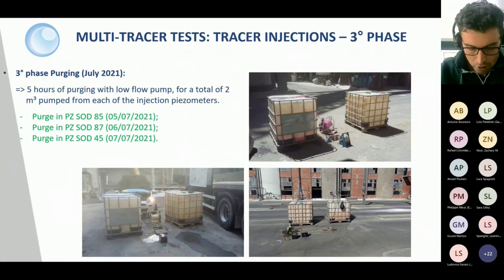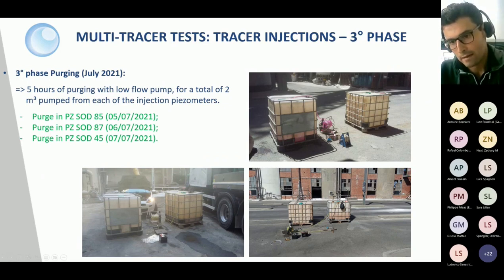Finally, the third phase involved purging the piezometers into which the tracer had been injected, with the aim of verifying whether a quantity of tracer was trapped around each injection piezometer. The purge activity consisted of 5 hours of purging with a low flow pump, for a total of 2 cubic meters pumped from each injection piezometer. And here we can see that a considerable quantity of tracer was purged from the piezometer.